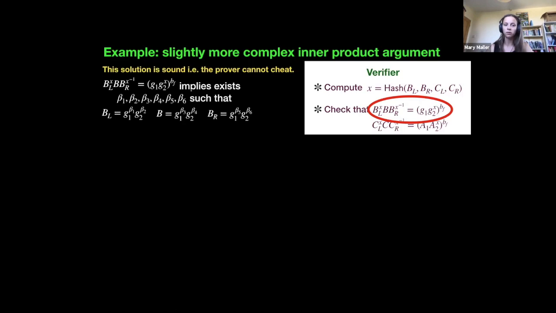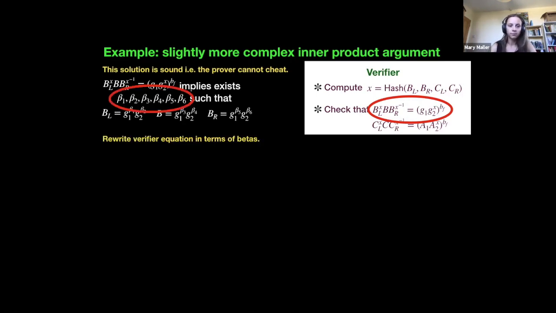Okay, so we know that the prover must know some values beta 1 through beta 6 such that this is true. We don't know that they're correct yet. We don't know that they satisfy the inner product argument that we want them to, but we know that there is something. So what we're going to do first is rewrite the verifier's first equation in terms of these values that we know the prover knows, the betas.